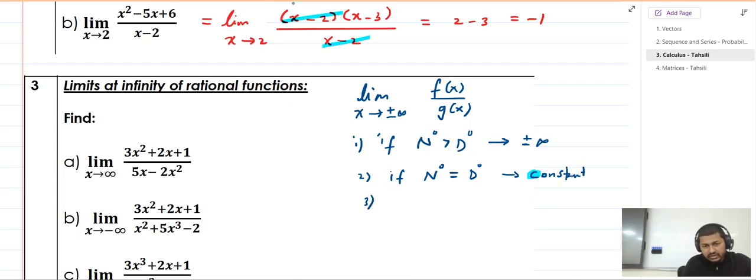And the third one is if the numerator degree is less than the denominator degree. In other words, the degree in the denominator is bigger, then your answer will always be 0. Now let us look at these things.